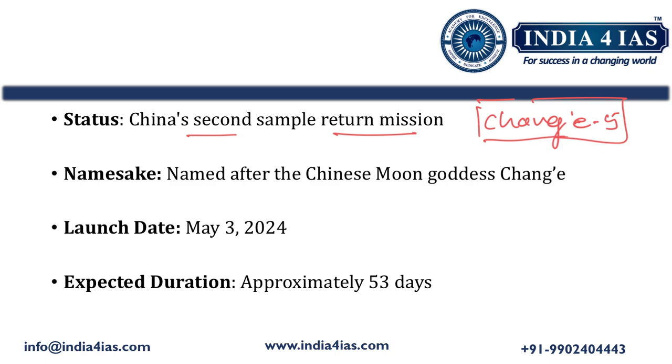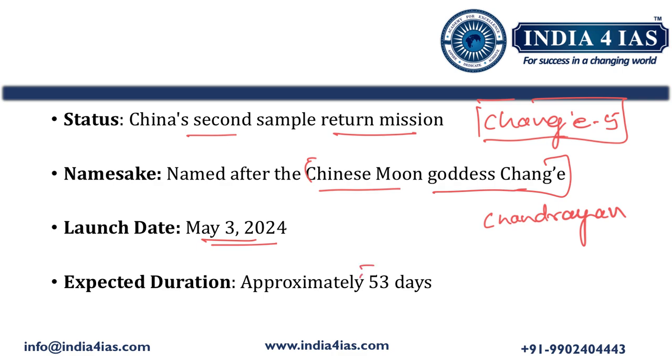This mission is named after the Chinese moon goddess Chang'e. In India, we named lunar missions Chandrayaan 1, Chandrayaan 2, Chandrayaan 3, etc. The launch date is May 3, 2024. The expected duration of the mission is 53 days. This is the duration of the mission.